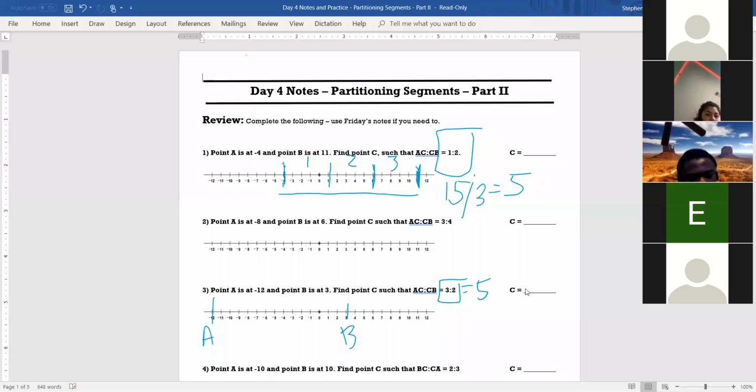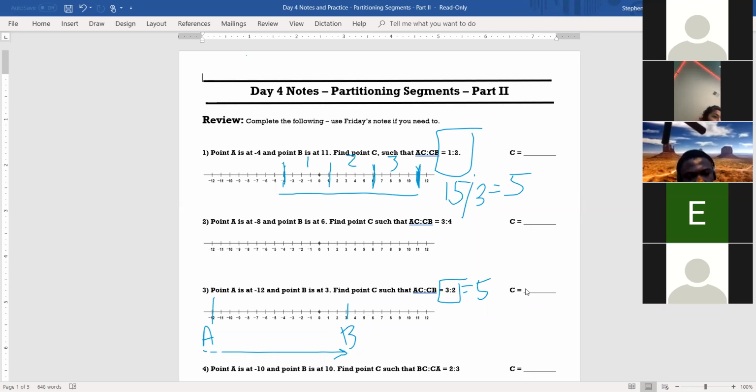Excellent. Now we know we have 5 partitions. So how many moves are there from -12 to 3? There's 15. To go from point A to point B, right? There's going to be 5 total partitions between there somewhere, and somewhere is going to be point C.